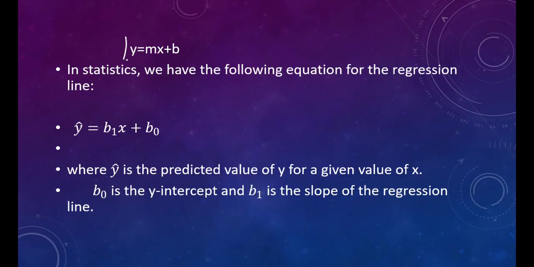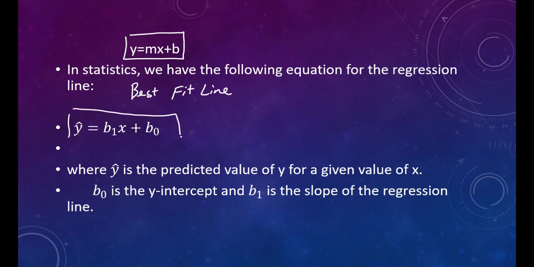Recall from algebra, we have the equation for a line is y equals mx plus b. In statistics, we have the following equation for the regression line. The regression line is also known as the best fit line. And here is the regression line. It is given by y hat equals b sub 1 x plus b naught. Now the b1 here is going to represent our slope, and our b naught is going to represent our y-intercept.